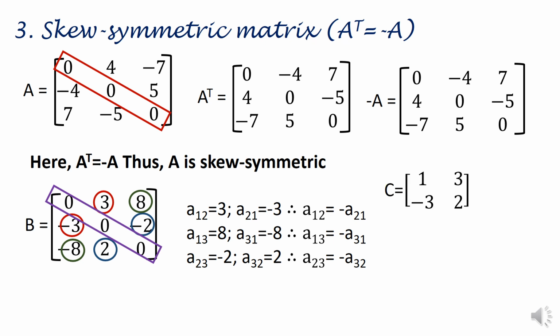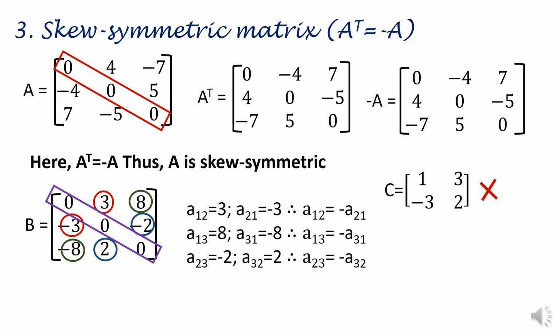Now, just observe the matrix C which is given over here. Is C a skew symmetric matrix? Of course, one condition is obeyed, isn't it? The element A12 is 3 and the element A21 is minus 3. Both of them are opposites of each other. But are the diagonal elements 0? No. If that condition is not obeyed, then C is not a skew symmetric matrix.